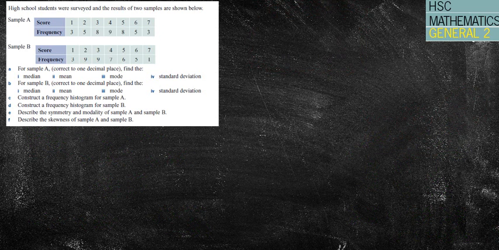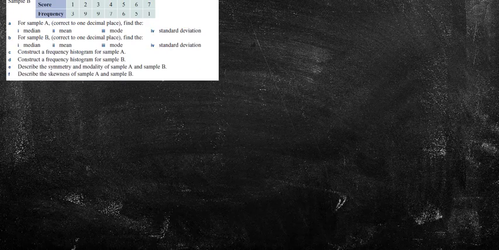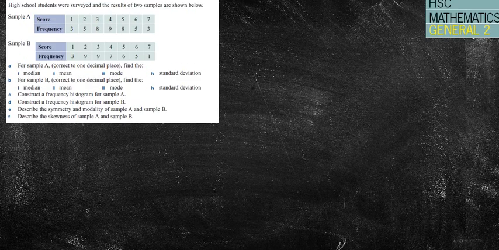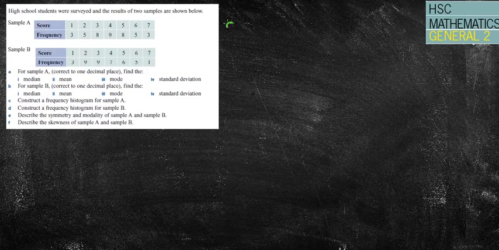All right. Last thing, we're going to look at an extended type of question, which includes quite a lot of stuff that we've done so far. High school students were surveyed, and the results of the two samples are shown below, sample A and sample B. Part A says, my apologies there, Part A says, for sample A, correct to one decimal place, find the median, the mean, the mode, and the standard deviation.